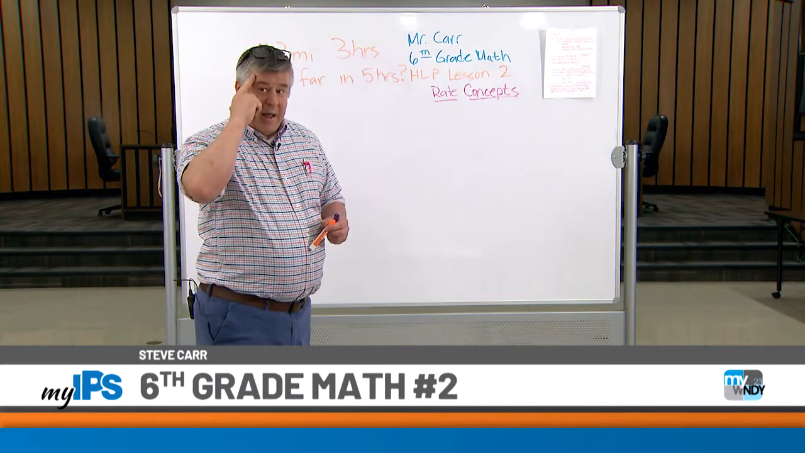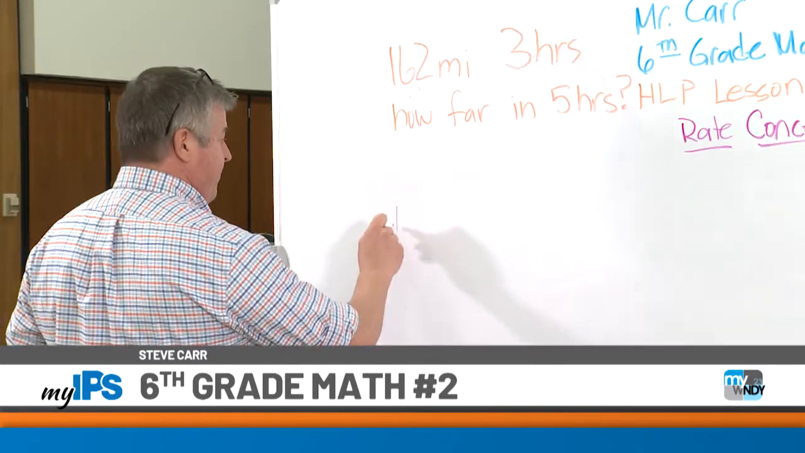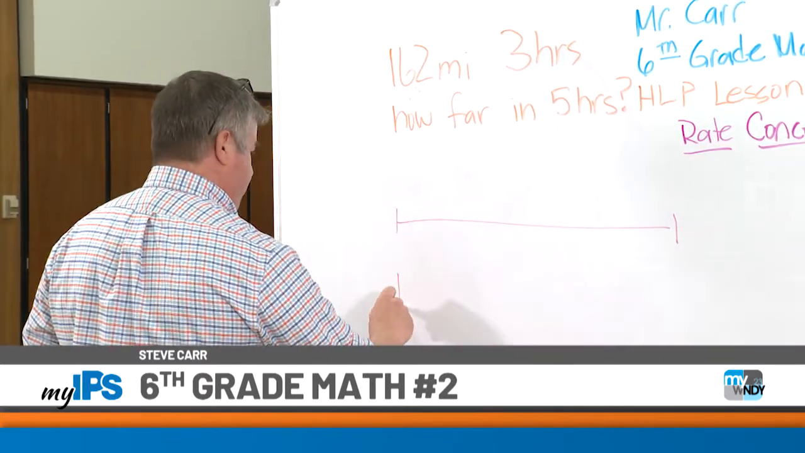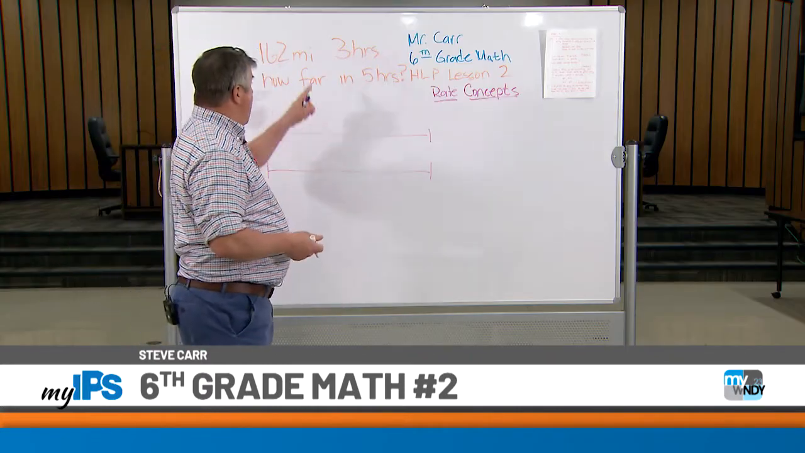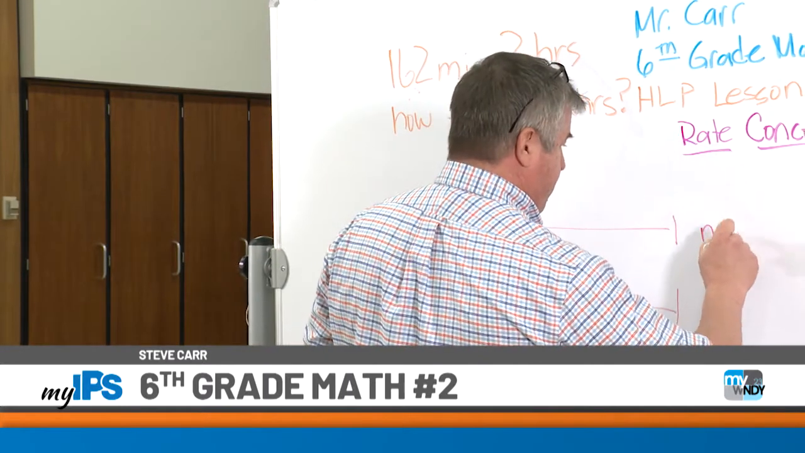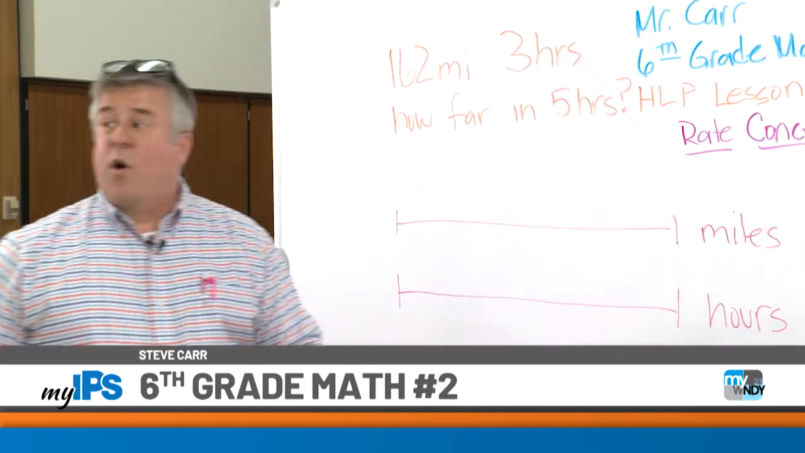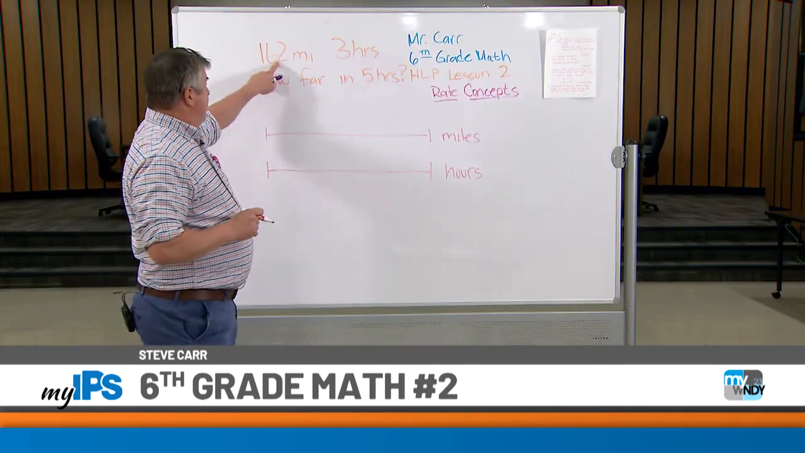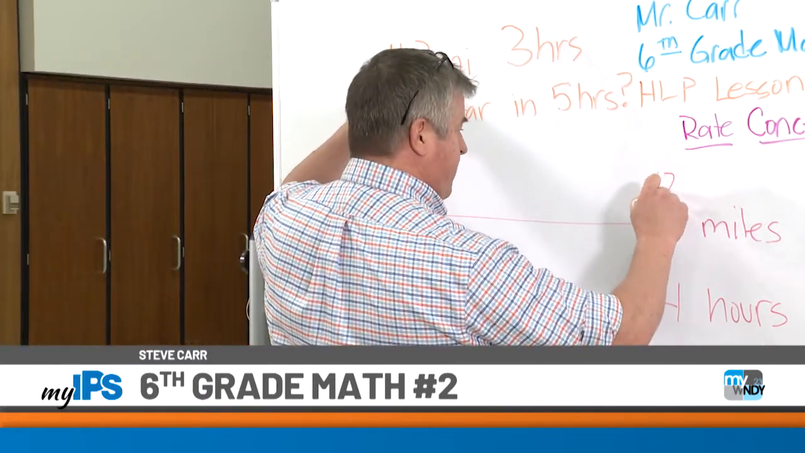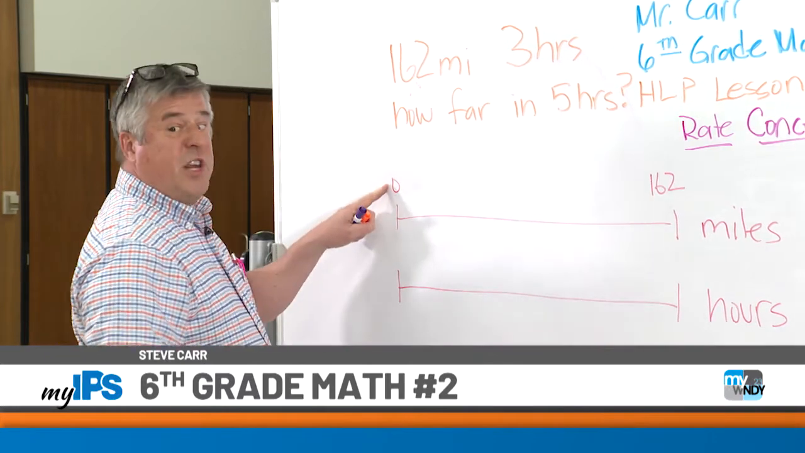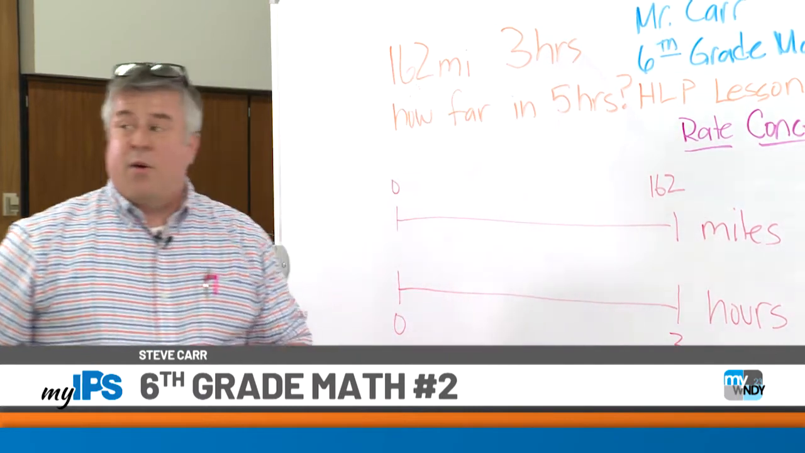All right, the way a double number line works, just like it sounds, there's two number lines. So let's start with that. Our number lines should be the same length. One number line is going to measure miles, while the other number line is going to measure hours. We start at 0 always. We go from 0 hours to 3 hours.